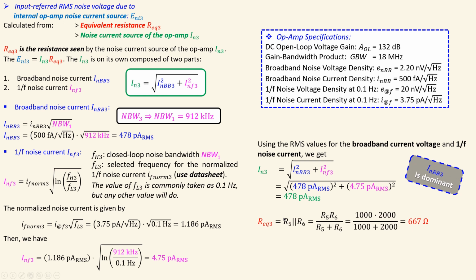Now the only difference here in this third stage is again the equivalent resistance, which is given by this, the parallel combination of R5 and R6. That will be 1000 and 2000 ohms in parallel. That will result in approximately 667 ohms. Now using Ohm's law, multiplying these two values, you will have 0.318 microvolts RMS. That is actually the second contribution for stage 3.